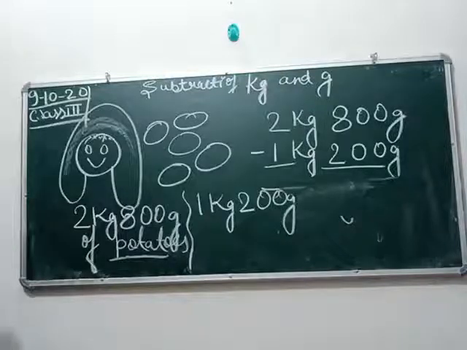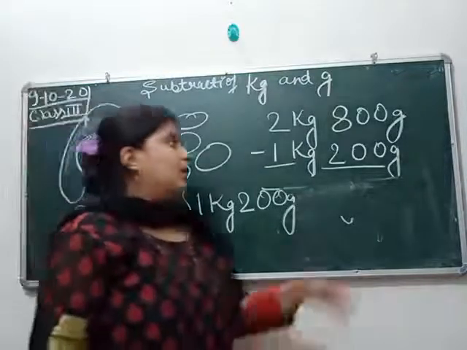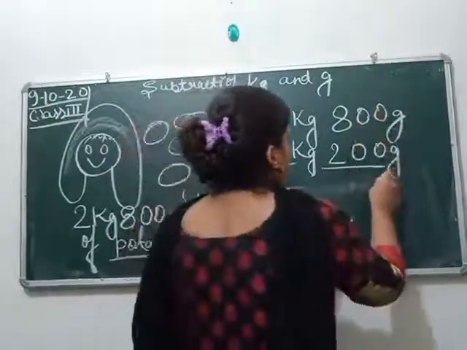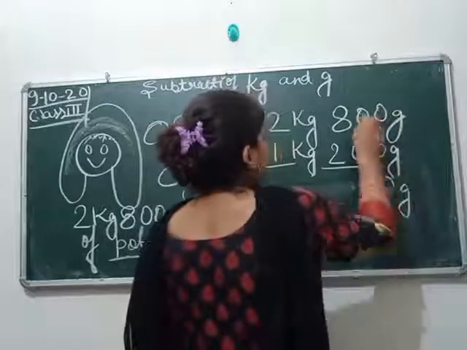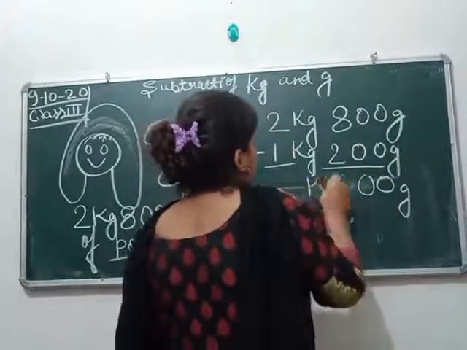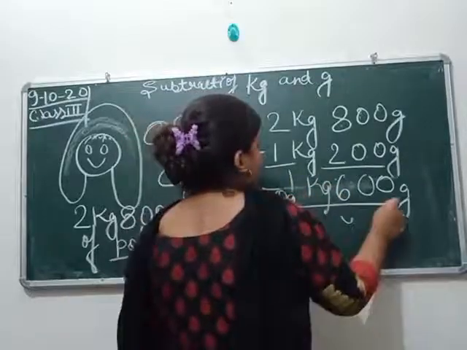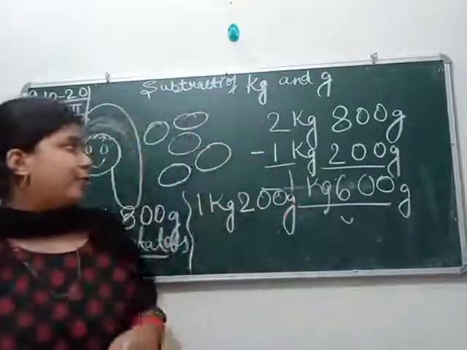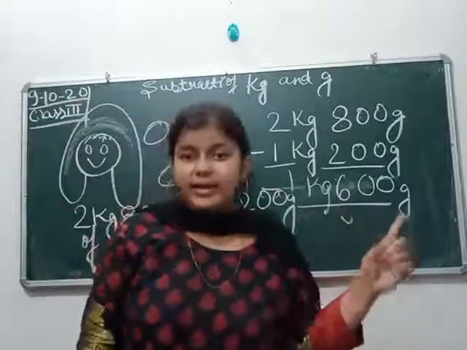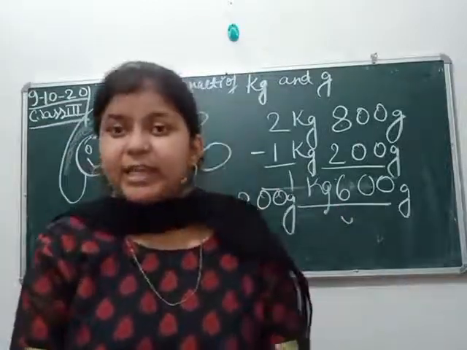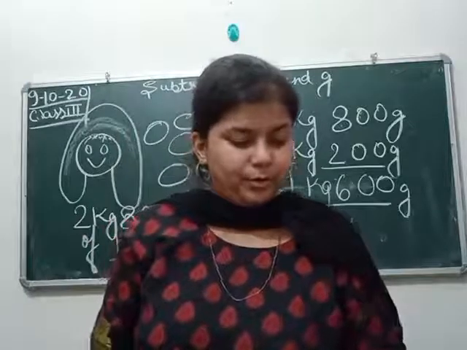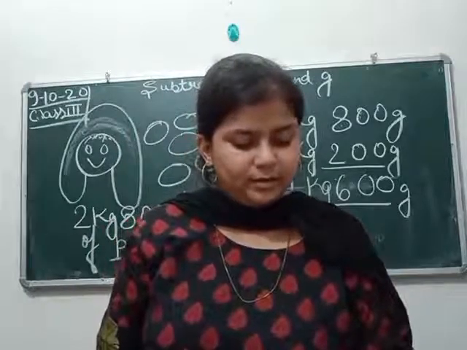Come on, do the subtraction. So we'll start from this place. 0 minus 0, 0. 0 minus 0, 0. 8 minus 2, 6. And 2 minus 1, 1. So the quantity of potato left with Radha is 1 kg 600 gram. 1 kg 600 gram of potato is left with Radha.